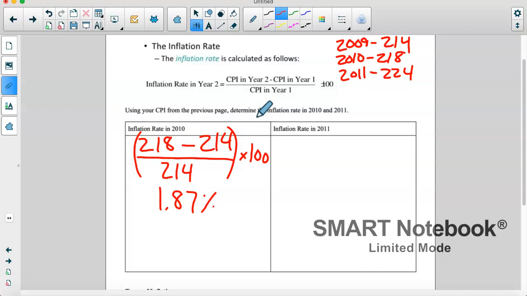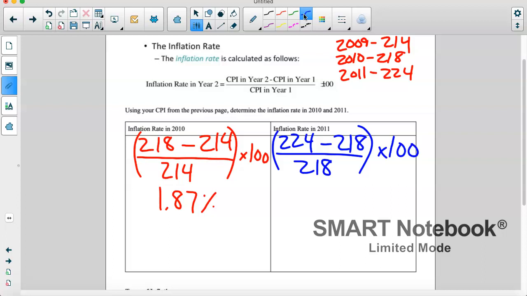So that means during 2010, prices generally across the economy increased 1.87%. Okay? Now let's look at 2011. In 2011, we take the new CPI of 224 minus the old CPI of 2010, which is 218, divided by the old CPI of 218, and all that multiplied by 100. When you do that, you should get 6 over 218, which, let me make sure my math is correct, 6 divided by 218 times 100 ends up being 2.75%. So you can tell that inflation was higher in 2011 than it was in 2010. And this is really ultimately what we can use CPI for.